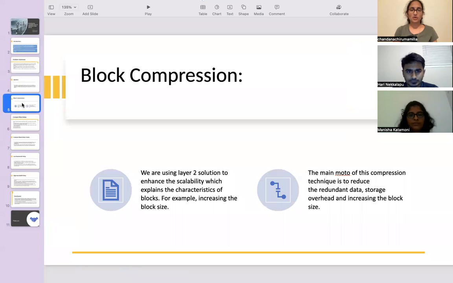In this PPT we are going to explain the layer 2 solution, which enhances the scalability and explains the characteristics of the blocks. For example, let us consider increasing the block size. In this paper, we focus on layer 2, where in blockchain we have an effective technique which can achieve the same results obtained by increasing the block size, but it will also reduce the storage overhead, thereby enhancing the block.